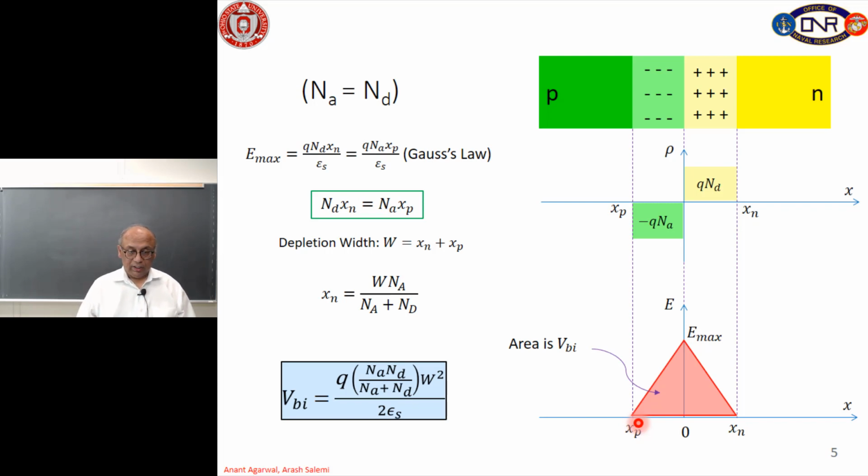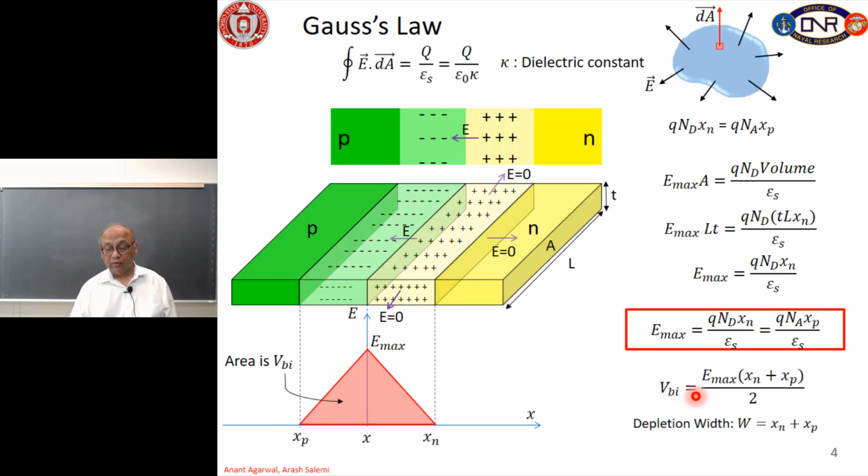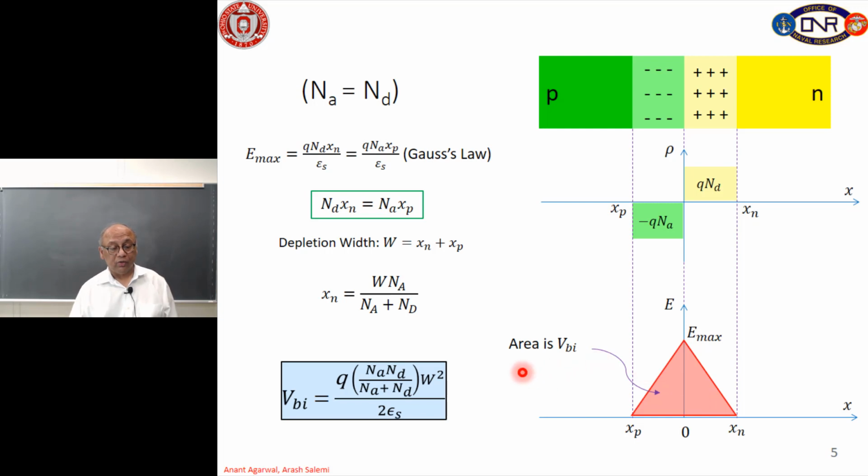So, let us consider the simple case where the doping on the n side is equal to the doping on the p side. One can show that E max is Q N D x n over epsilon s, which equals Q N A x p divided by epsilon s from the previous slide. That means N D times x n equals N A times x p, and the total W is x n plus x p. Now you can show x n, using these two equations, would be the total depletion width times N A divided by N A plus N D. Now you can substitute that in this equation for x n and x p, and you can show that the built-in voltage, which is the area under this electric field, is this.